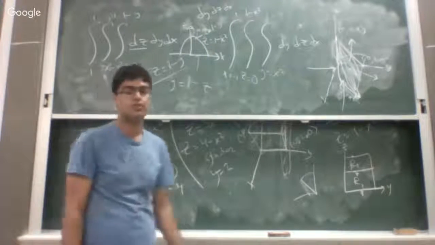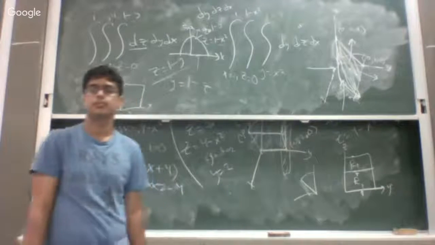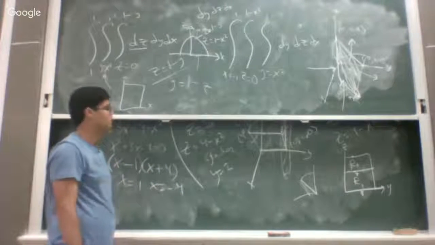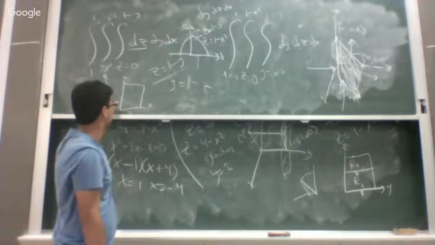And then if it was dz, dx, dy, then it'd be going from left to right first.